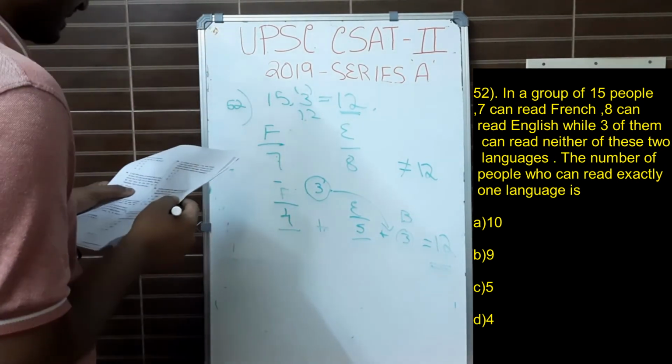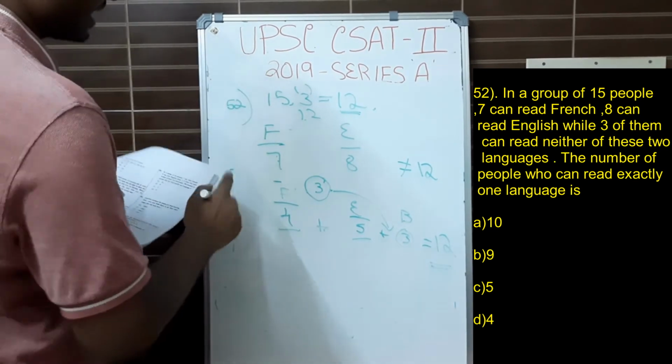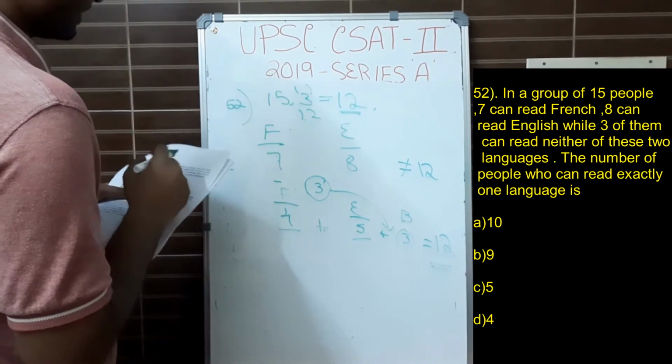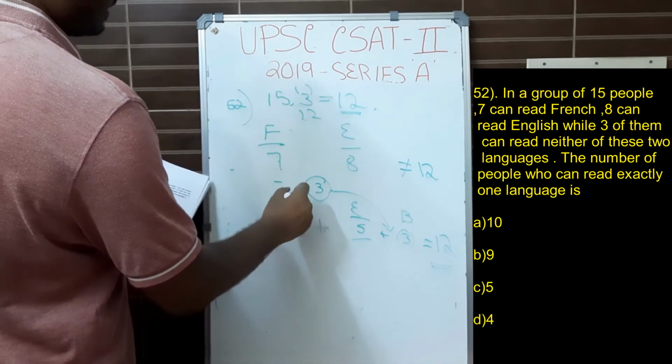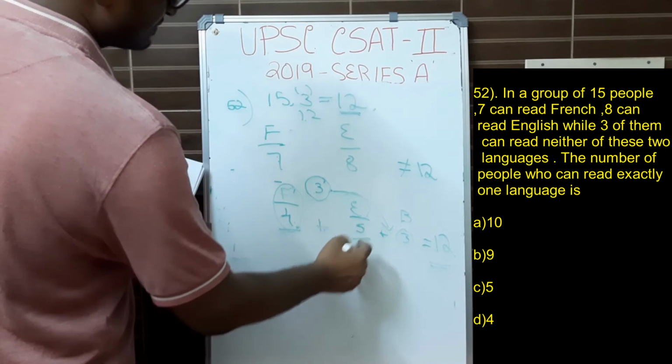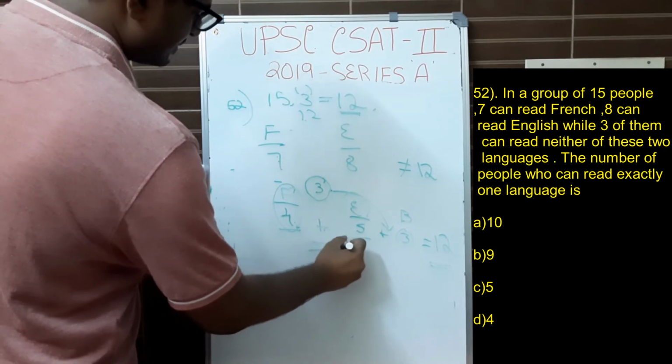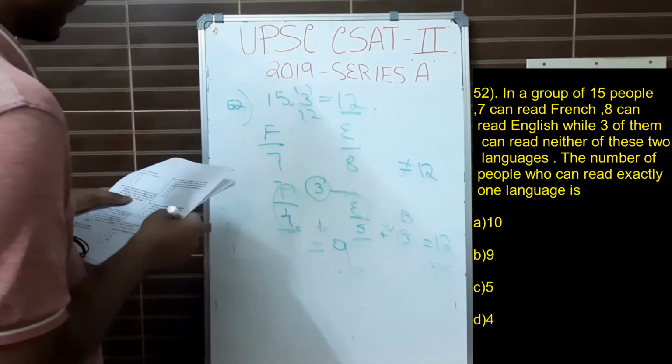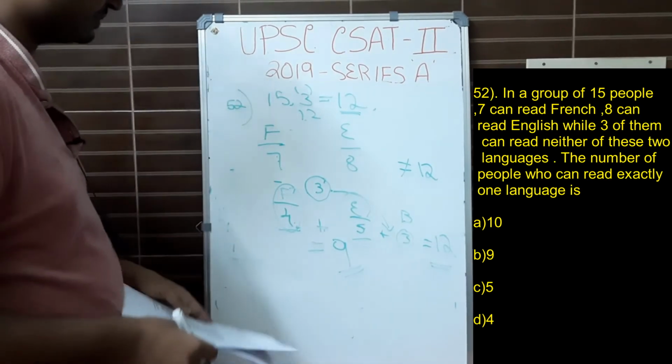The question they ask is the number of people who can read exactly one language. They are not specifying whether it's French or English. French alone we have 4 people. English alone we have 5 people. So 4 plus 5 is 9. So we have 9 people who can read exactly one language, that is option B.